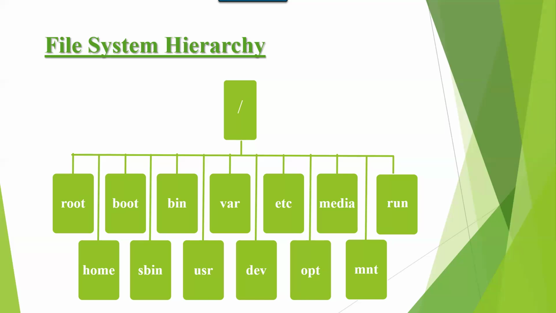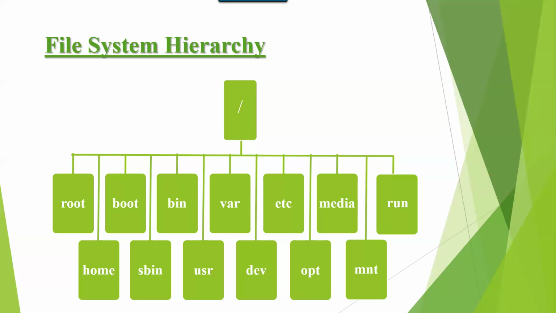First is root. Root is the home directory for the super user. If you logged into your computer as a super user and created any files or directories, the data is going to be stored under root by default. Super user means administrator. And next one is home. Home is the home directory for normal users. If you logged in as a normal user and create any files or directories, the data is going to be stored under home.